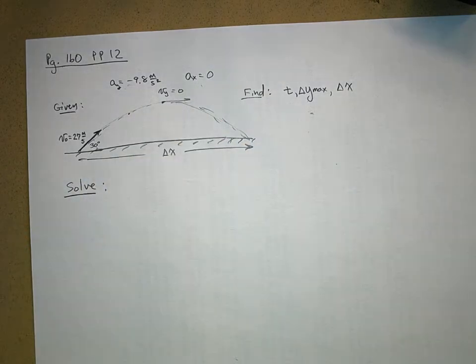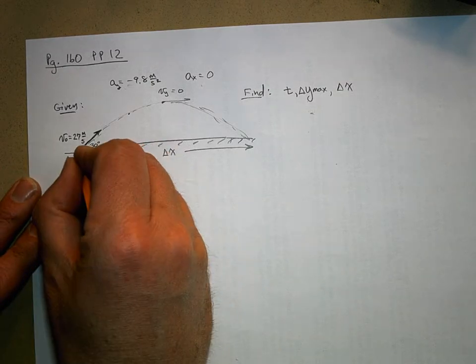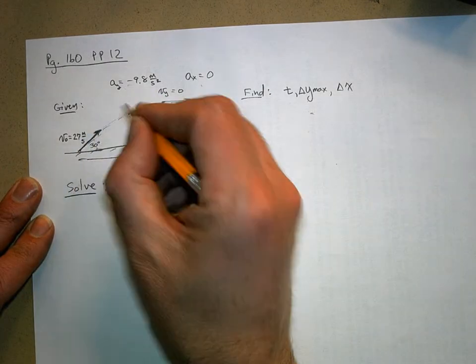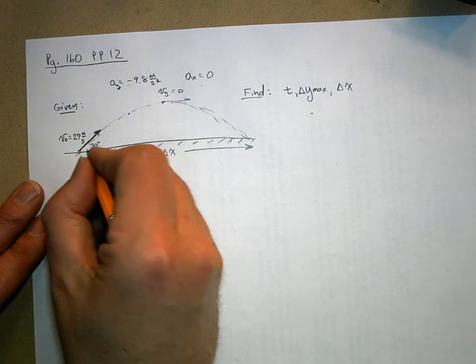Make sense? Now here's another thing. You can take this velocity vector here and break it up into its components.